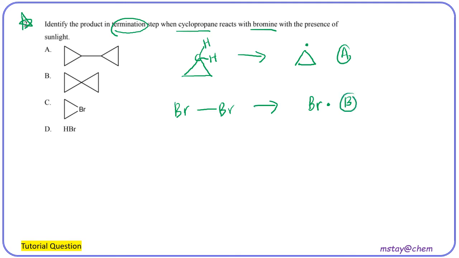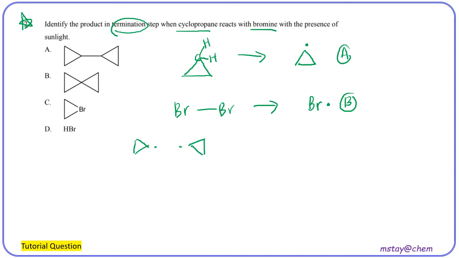As we know, in the termination step, any two free radicals combined will form a molecule. So we have the possibility: A with A.